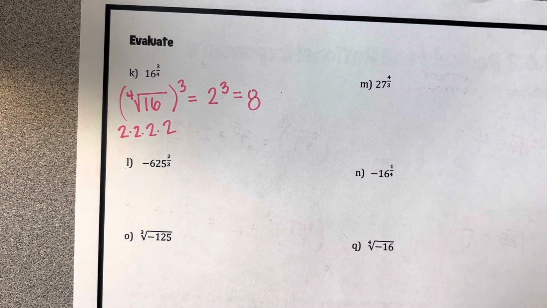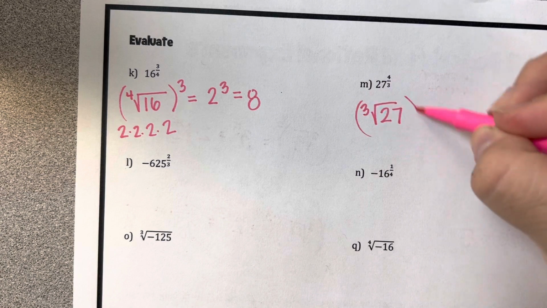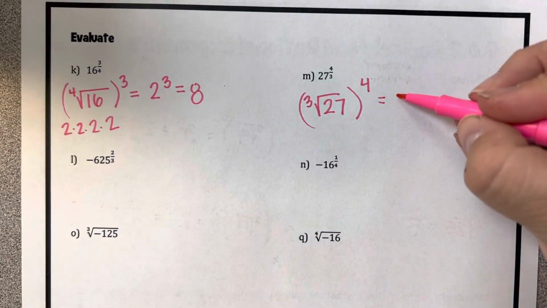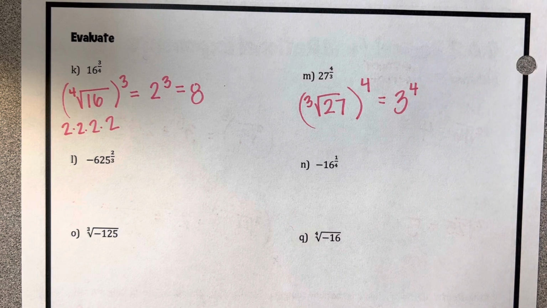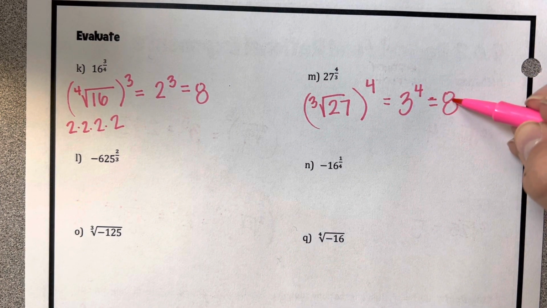Okay, look at letter M. It's the cubic root of 27 to the 4th power. Well, the cubic root of 27 is 3, because 3 times 3 times 3 is 27. And then we're raising it to the 4th. 3 to the 4th power is 81.